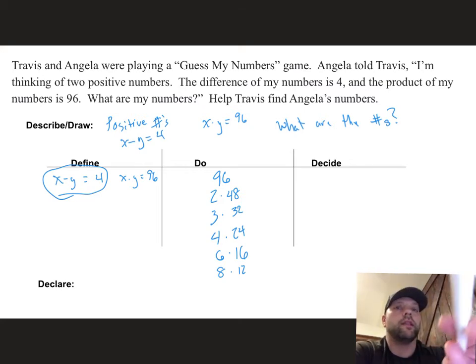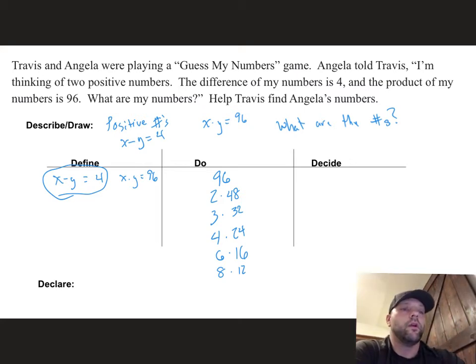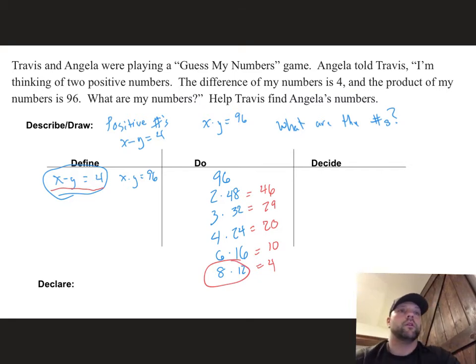So now when I look at these numbers that I've listed here, the only one that has a difference of 4 when I subtract them, right? So 48 minus 2, that's going to get me 46. 32 minus 3 is going to get me 29. 24 minus 4 is going to get me 20. 16 minus 6 is going to get me 10. 12 minus 8 is going to get me 4. There's my winner. Winner, winner, chicken dinner. Right? So the two numbers are 8 and 12.